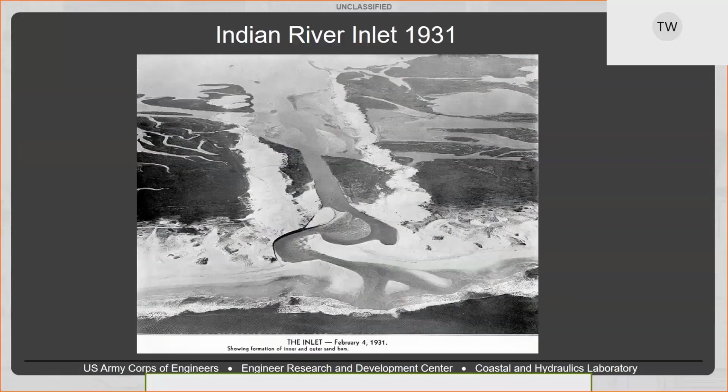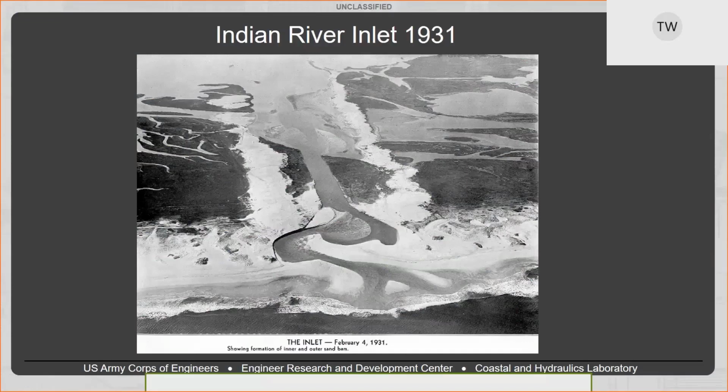So, as we all know, the U.S. Army Corps of Engineers dredges in a lot of different types of water bodies to achieve our navigation mission. We dig in rivers, estuaries, bays, lakes, etc. But out of all of these different waterway types, inlets are one of the most dynamic environments that we have to work in. So here we have an aerial photograph of the Indian River Inlet in Delaware back in 1931.